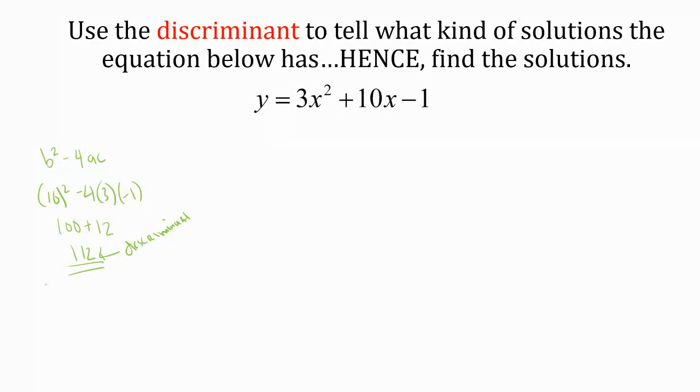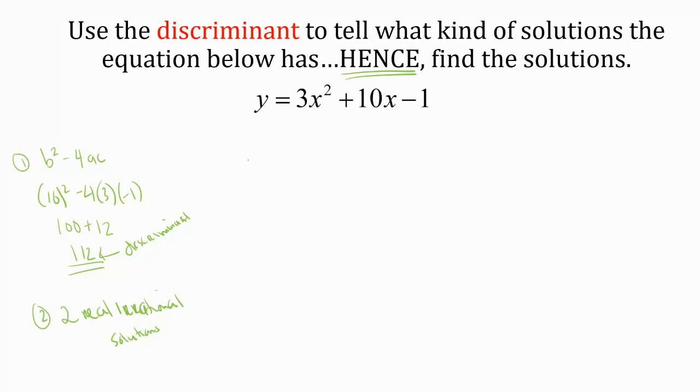Okay, so I now have that. So that means that I have 2 real irrational solutions. Hence, that means I'm going to continue working with what I've already done. I'm not going to go back and try to complete the square, right?